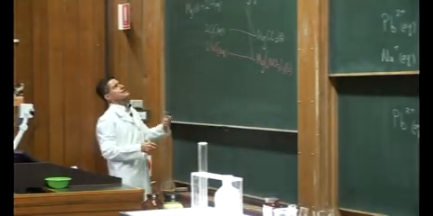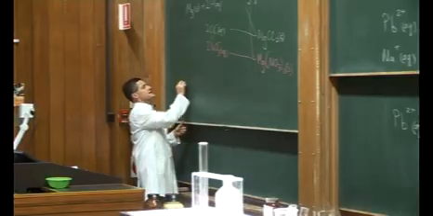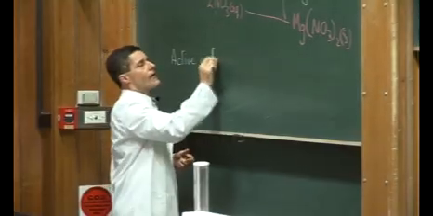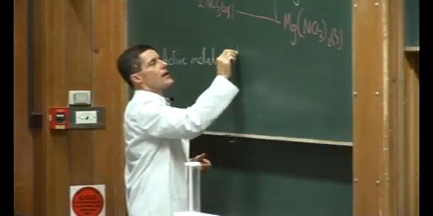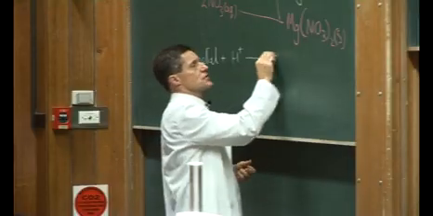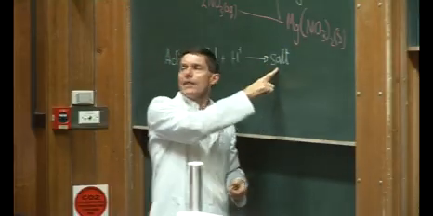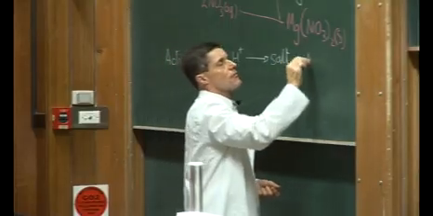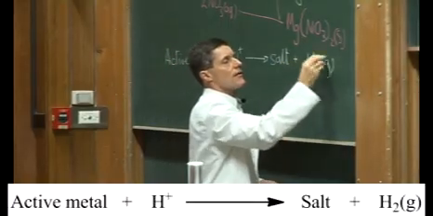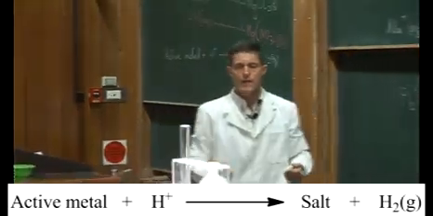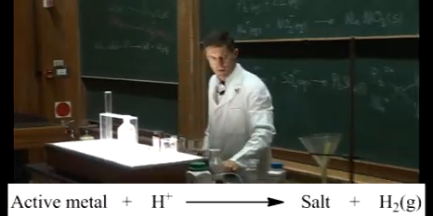So if I was to summarize what goes on, an active metal plus H+ gives me a salt, and that's the code word for ionic compound, plus hydrogen gas. And that's a very, very general type of reaction.